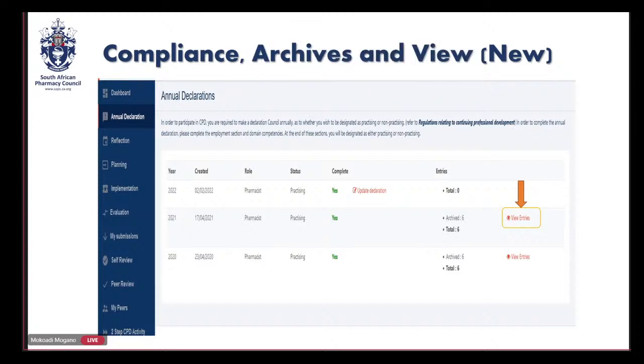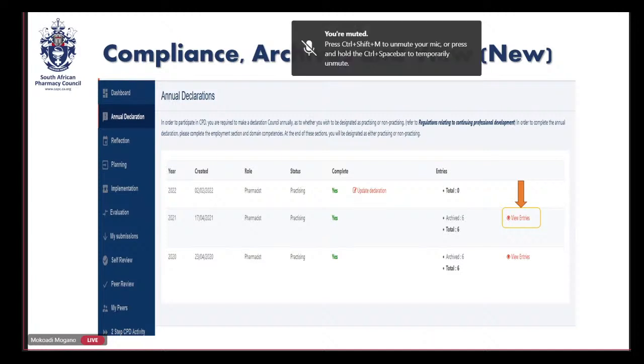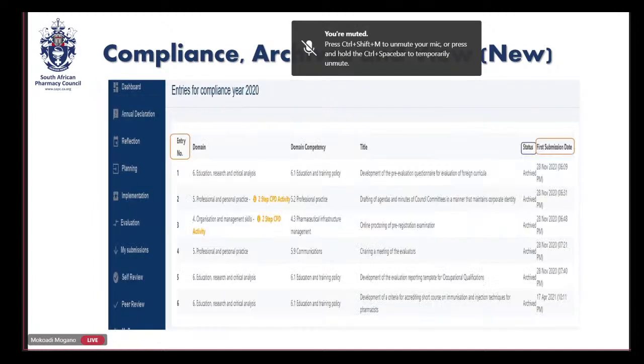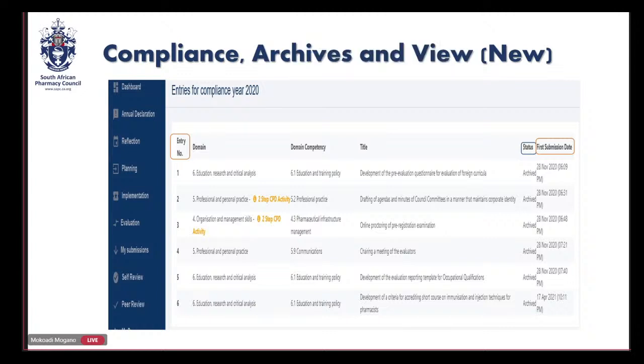It shows you the previous 3 years. For instance, 2020, 2021, and 2022. You can see for 2022 there are no entries submitted yet. So this is what you see after clicking on that tab, view entries. So it will be easier for you to track and trace your CPD activities.